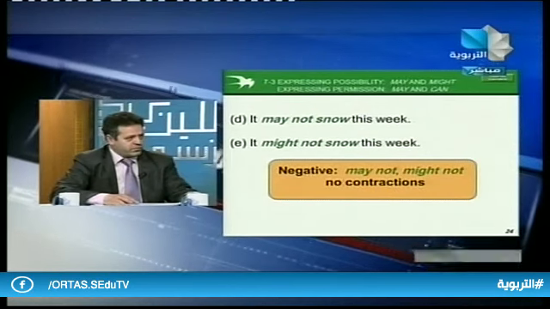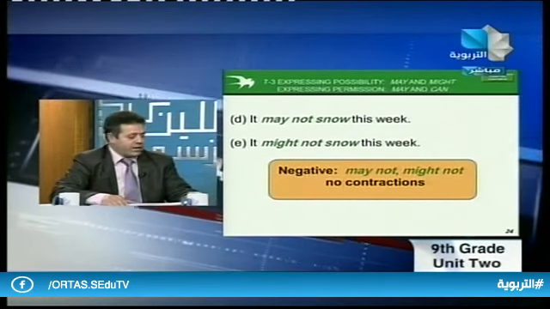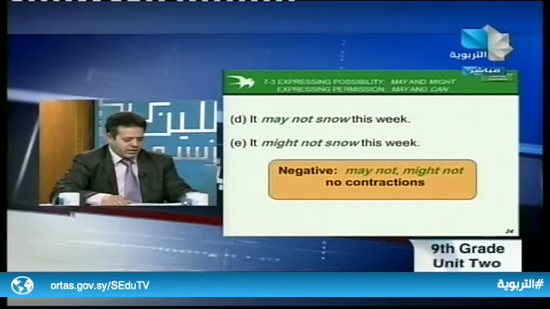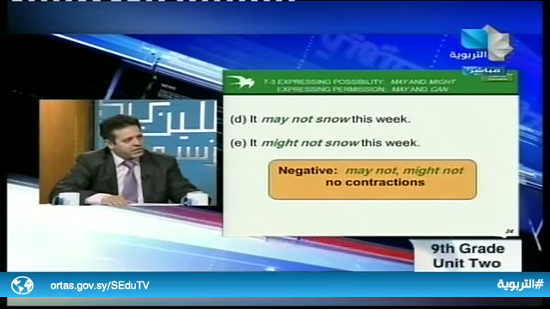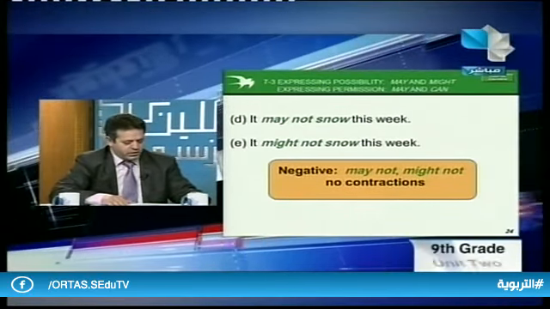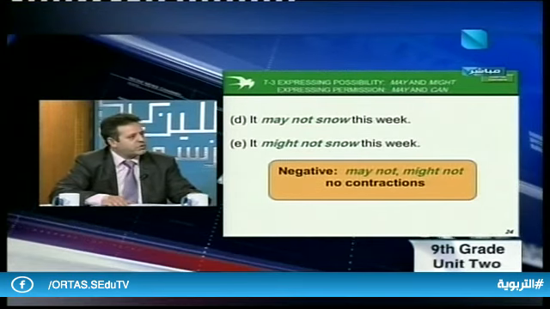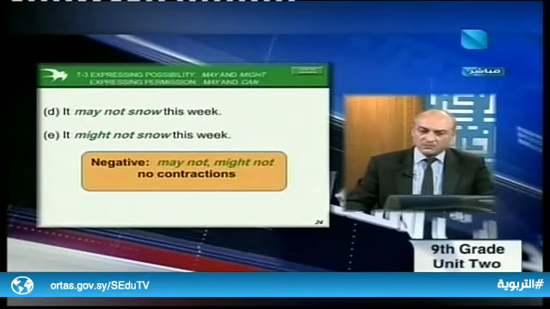The negative form of may is may not, and of might is might not. Example: it might not snow this week. It may not snow this week. Yes, it might not snow this week.